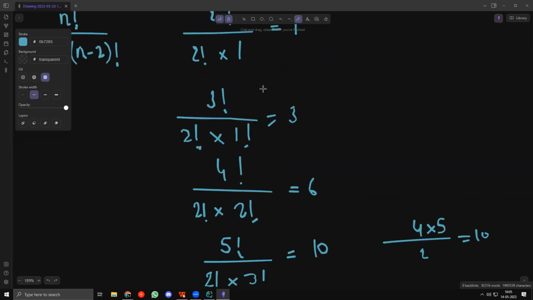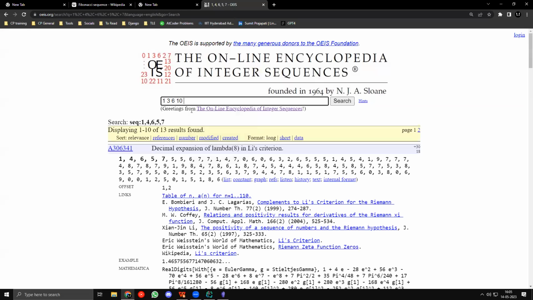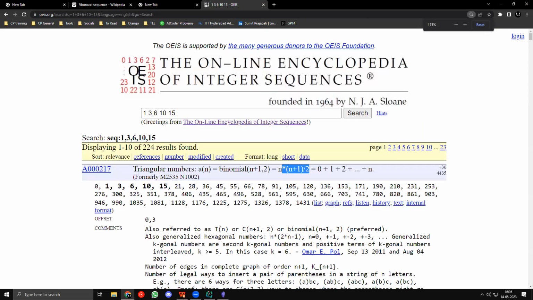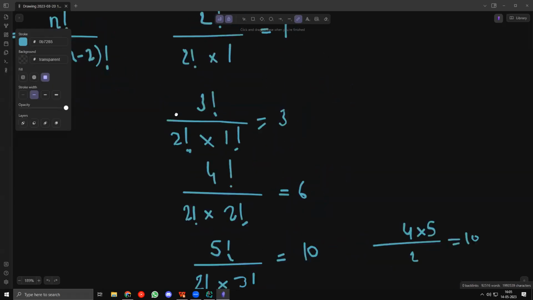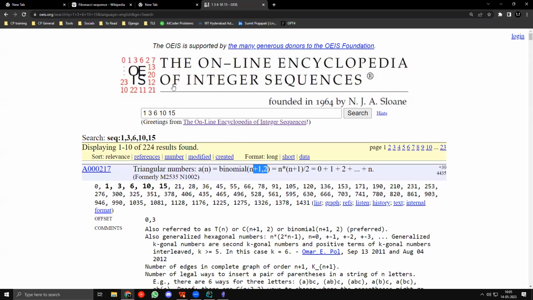So if I take this, 1, 3, 6, 10, the next value will be 15. Basically, this is just n times n plus 1 by 2, by the way. You can also see that it tells us this is the binomial of n plus 1 comma 2, which is what I took here, n choose 2. It's taking n plus 1 because it starts from 0 or something.